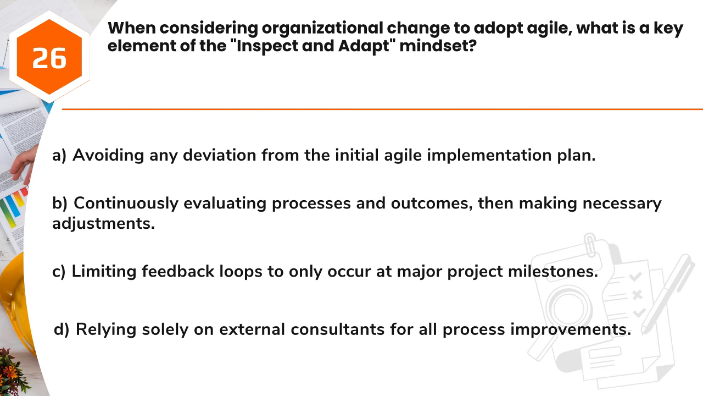Question 26. When considering organizational change to adopt Agile, what is a key element of the inspect and adapt mindset? A. Avoiding any deviation from the initial Agile implementation plan. B. Continuously evaluating processes and outcomes, then making necessary adjustments. C. Limiting feedback loops to only occur at major project milestones. D. Relying solely on external consultants for all process improvements.